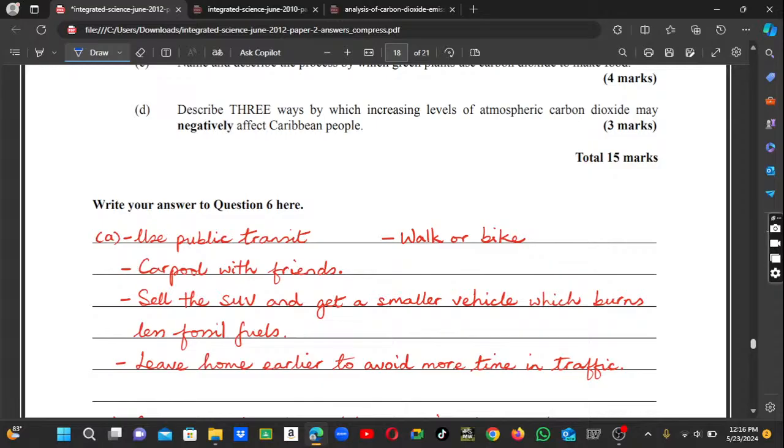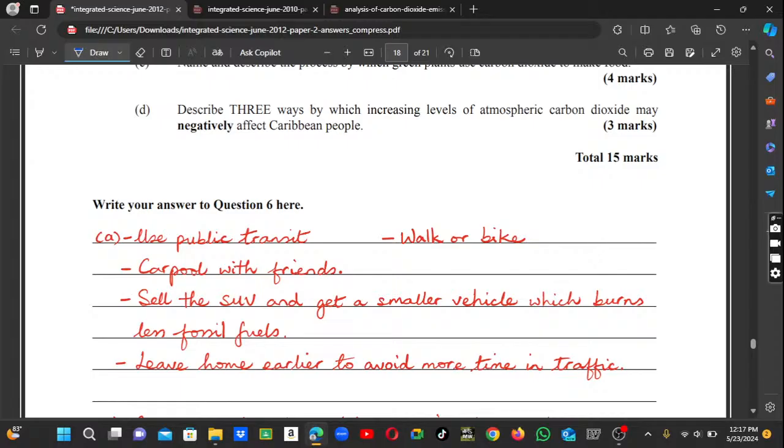So for the 4, they could use public transit, so either they walk or use a bike. That would reduce the amount of carbon dioxide. All right, this one is a main question as well. Also, they can carpool with friends. Right? We're also seeing that they could sell the SUV and get a smaller vehicle, which burns less fossil fuel.